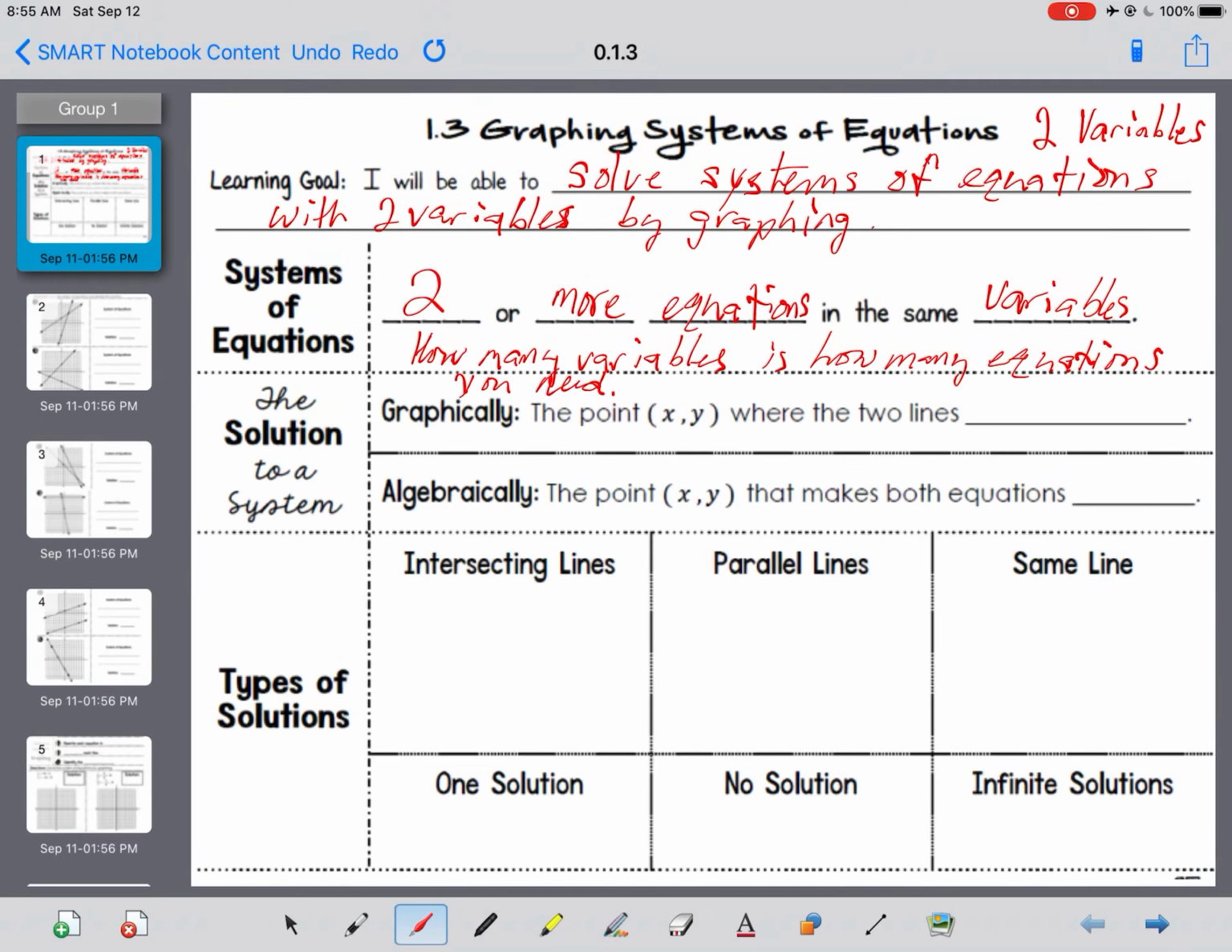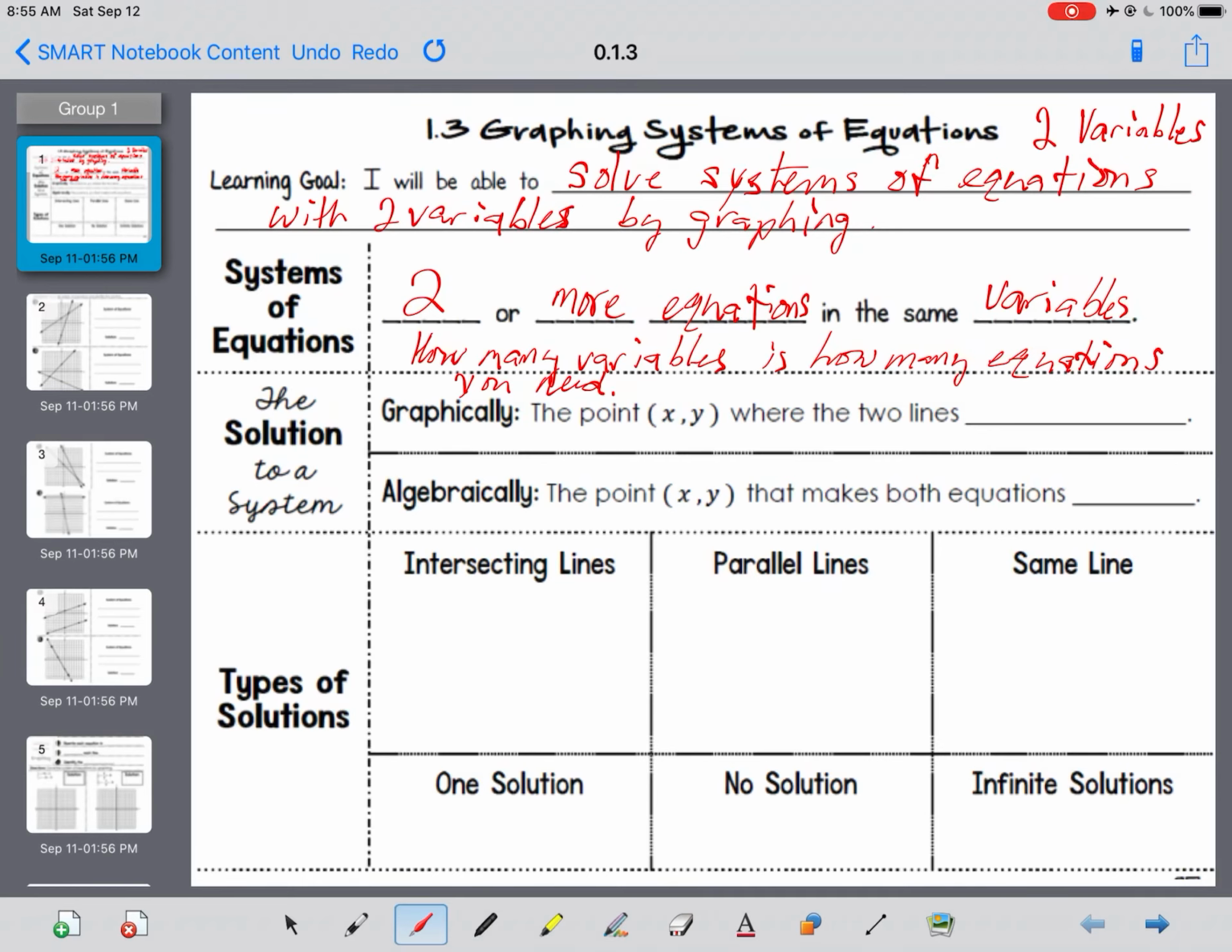So if you've got x and y, if you want to be able to solve for x and y, you need two equations because there's two variables. If you've got x and y and z, three variables, you'll need three equations, and so forth and so on as it goes. We're only going to do two variables for now.